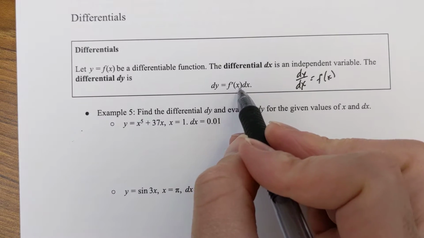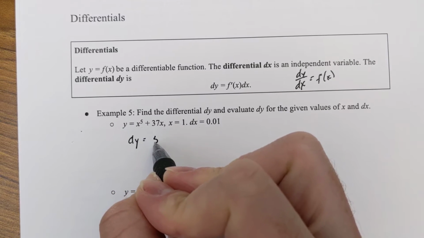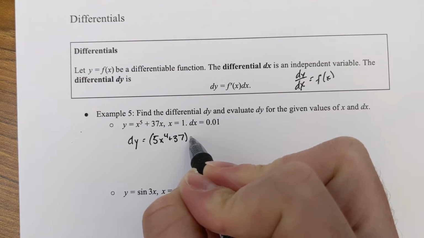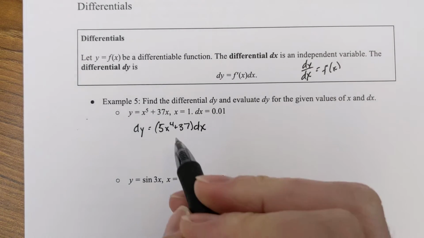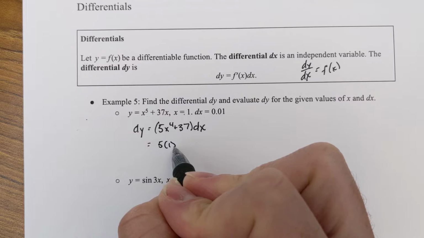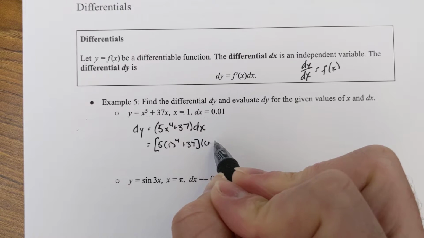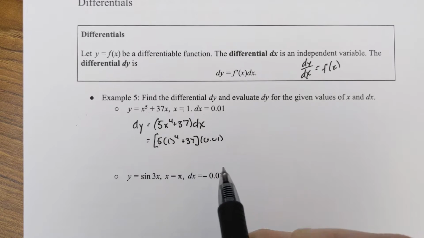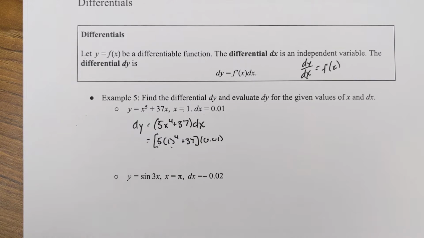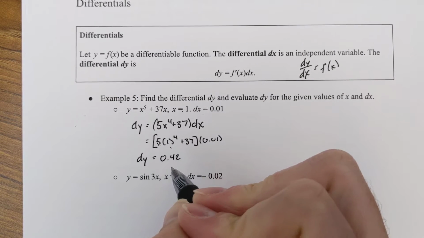So it's f prime, so I need to take the derivative. So dy will equal 5x to the 4th plus 37, that's the f prime part, and then times dx. Now it gives me a value for x and a value for dx, so I can plug those in. So 5 times 1 to the 4th plus 37 times 0.01. So that's 5 plus 37, which is 42. 42 times 0.01 is 0.42. So dy is 0.42.